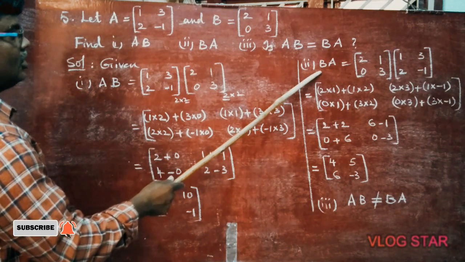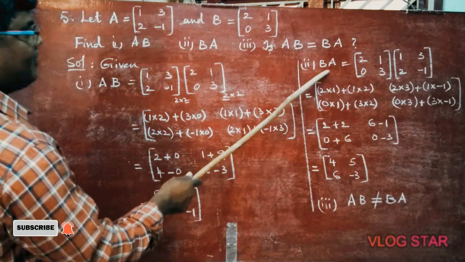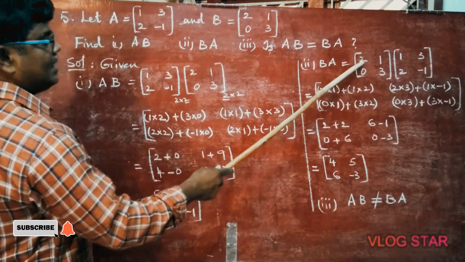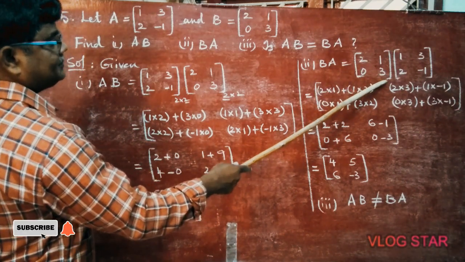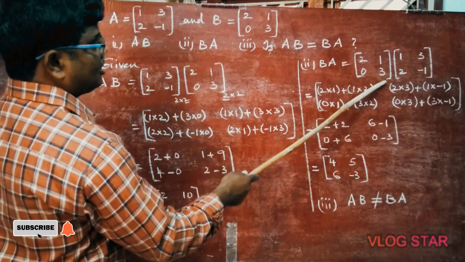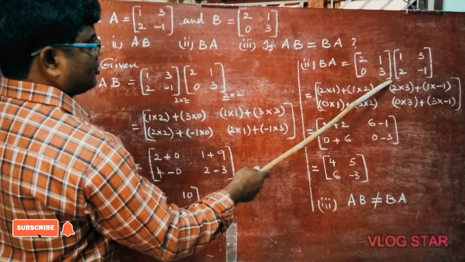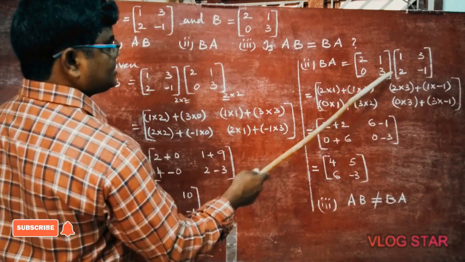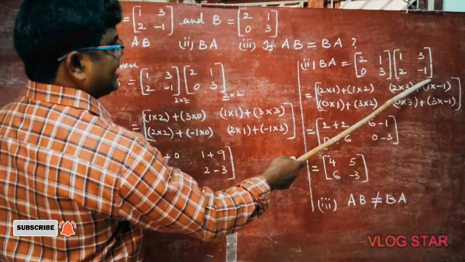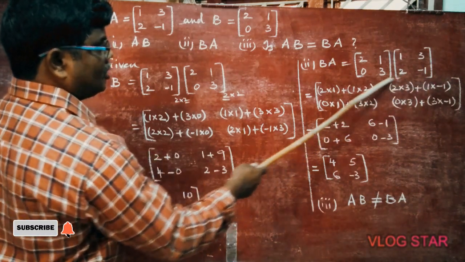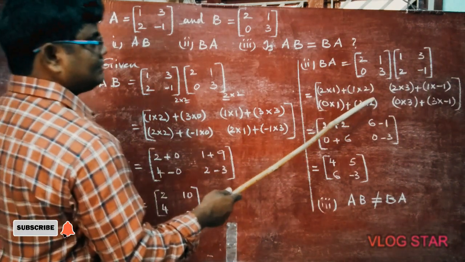Second bit, we are going to find BA. First we will write the B matrix, then we will write the A matrix. Same procedure. We have to check whether it is possible or not. This is a 2 by 2 matrix and that also is a 2 by 2 matrix. So here the first matrix's columns are equal to the second matrix's rows. Here 2 columns are there, here 2 rows are there. Possible. Then only we start multiplying.